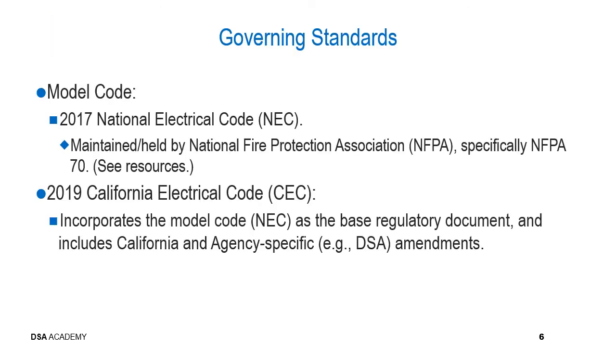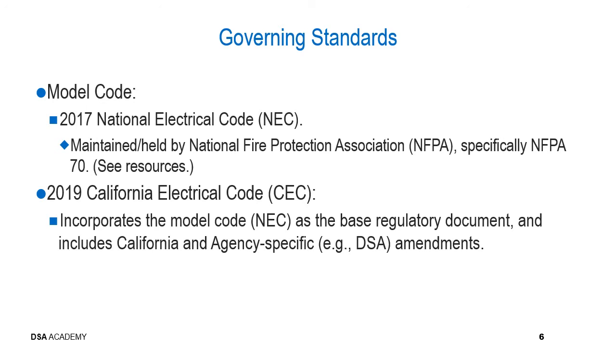The California Electrical Code uses what we refer to as a model code for the basis for the actual California Electrical Code. The model code that we utilize is the 2017 version of the National Electrical Code, which is also abbreviated NEC. This particular code is maintained and held by the National Fire Protection Association, also abbreviated NFPA, and specifically the model code is NFPA 70.